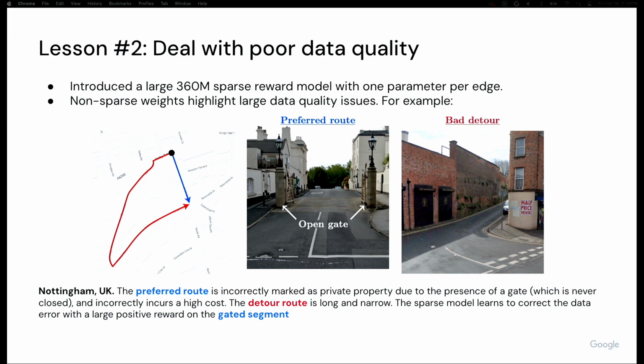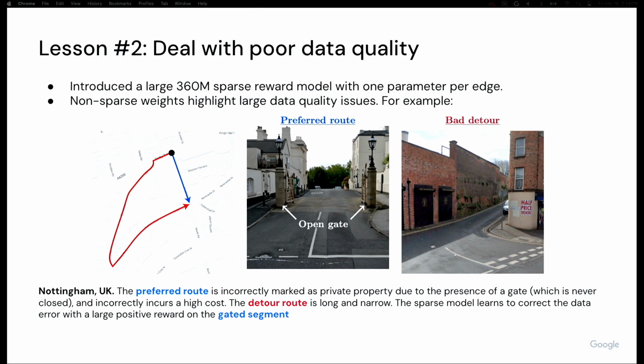But the ones that do have non-sparse values that are really large, those tend to happen where there's some issue in the base map where our normal reward model wasn't able to explain users' behavior based on those types of features. So for example, if we have one of our UK shards, if we just took the largest sparse reward in this area, you get this road in Nottingham here. That corresponds to a road that's incorrectly marked as private due to the presence of this gate that you can see in that middle figure.